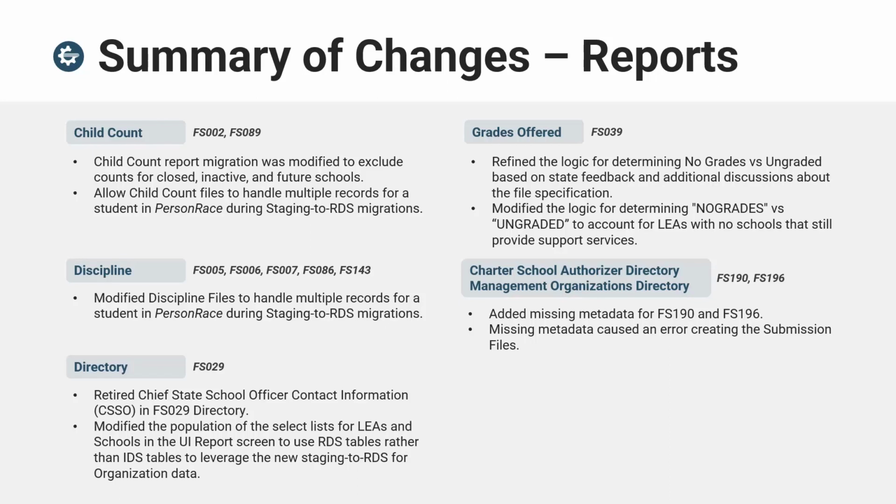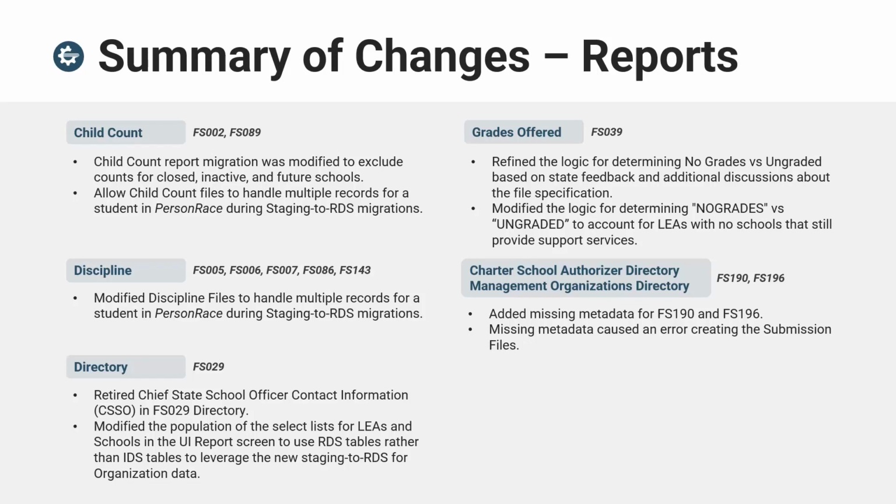So 5.3 was a smaller release. The changes are listed here, the major changes, and then we've got the ones that are not file specific that we'll talk about. But for child count, file 002089, we had an instance come up in a state, which we hadn't had before, where they had a student that was actually assigned to a school that was closed. We realized that we did not have that check in our logic, so we added that to the child count logic.